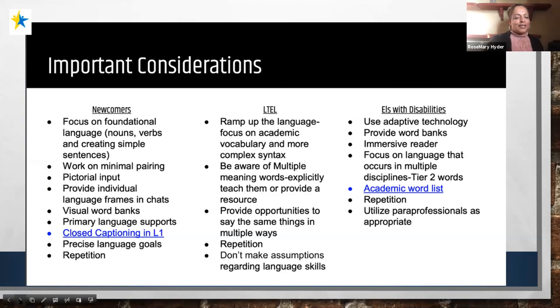Again, where it says long-term English learners, don't make assumptions regarding language skills. That's something very much, and then you see all the considerations for ELs with disabilities. I just want to highlight some things, even though you have your proficiency levels, to look out for these as well when you consider your planning for instruction.